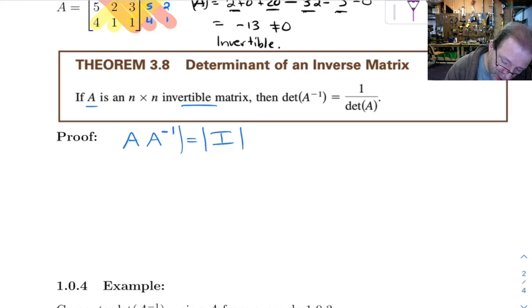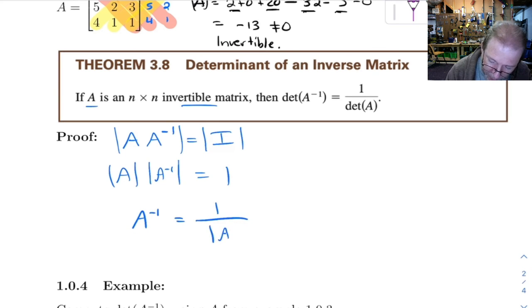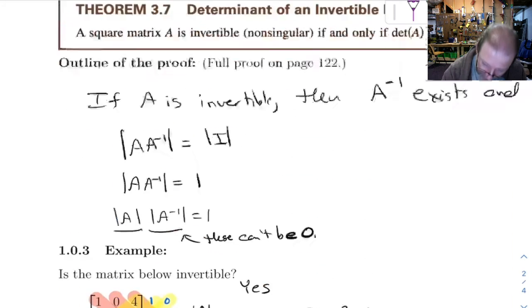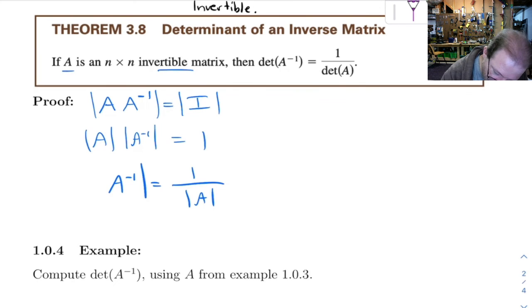If you take the determinant of both sides, you get 1. And over here you've got the determinant of A times the determinant of A inverse. You can just divide both sides by the determinant of A. And get that. Whoops. I triggered the scroll. And so that gives it to us right there.